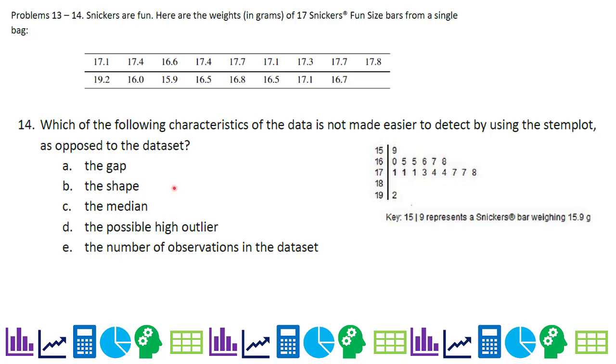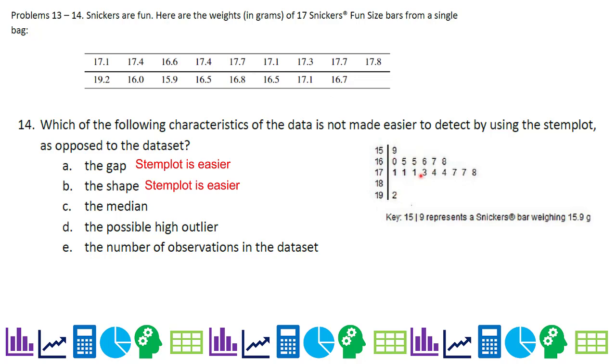Number 14: which of the following characteristics of data is not made easier to detect by using the stem plot as opposed to the data set? So here's the data set, and here's the stem plot. Well, I think it's a lot easier to spot the gap. You can see it right there. The shape is definitely easier on the stem plot.